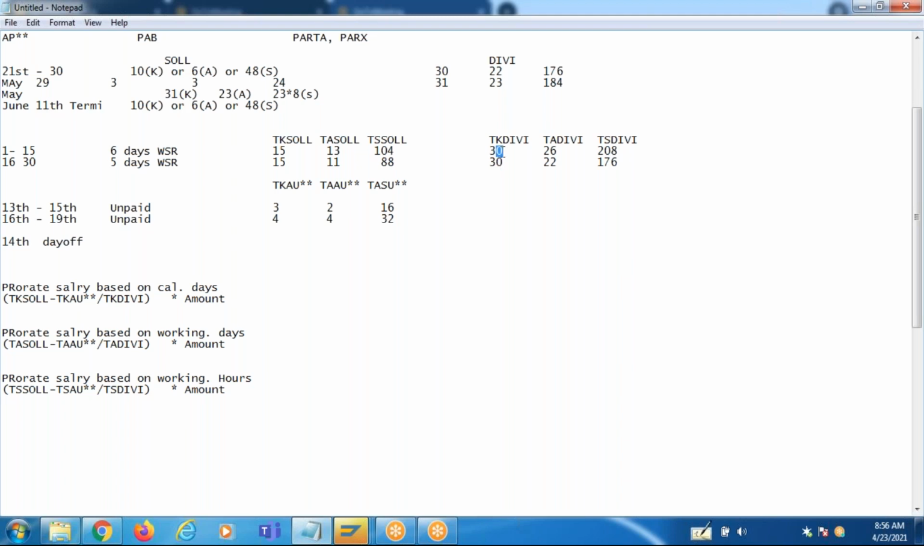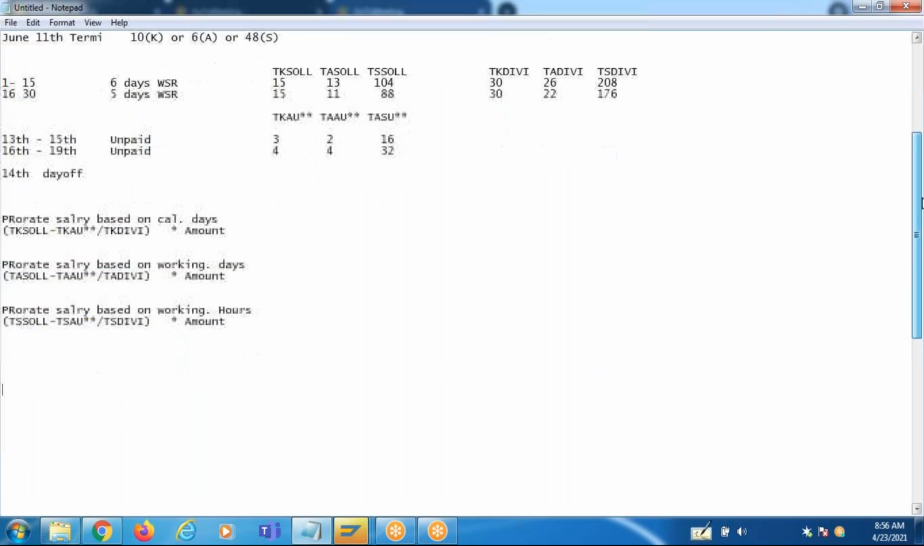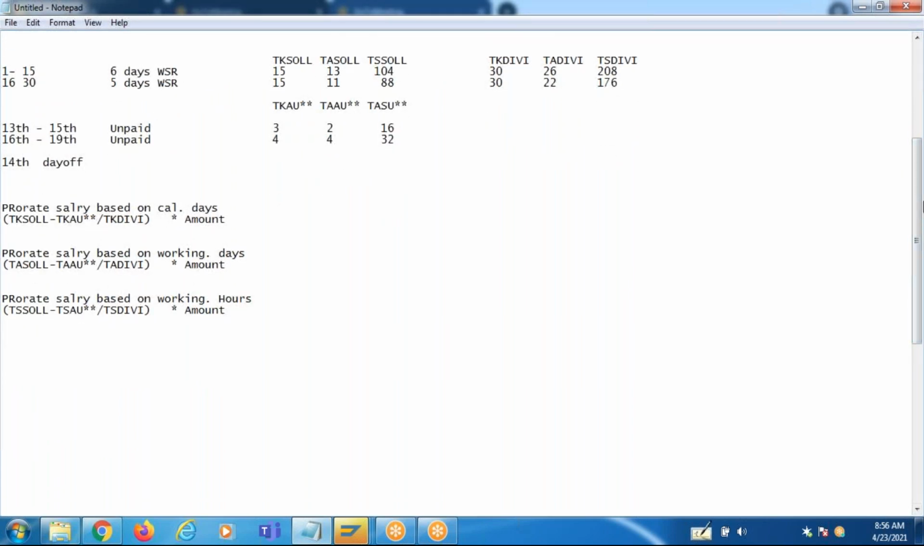If it is March, it will be 31. If it is April, 30. If it is May, again 31. If it is February, not a leap year, then it will be 28 calendar days. So it varies from month to month. This TKDAVA, TADAVA, it varies from month to month. Sometimes the client says proration is always based on 30 irrespective of the month.